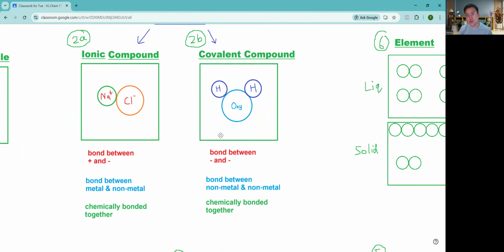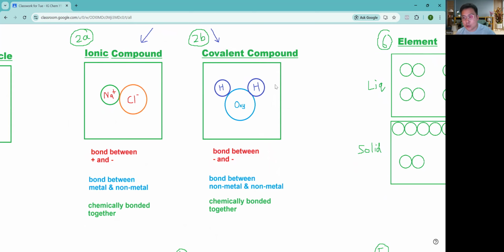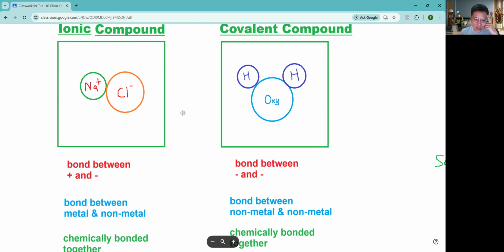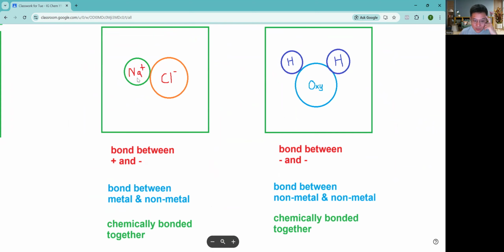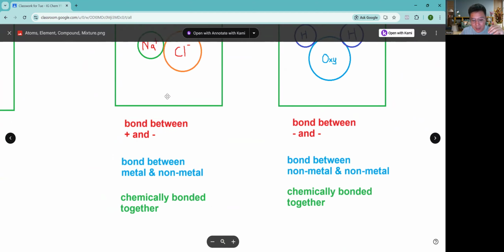Under compound, there are two types: ionic and covalent compound. Ionic is whenever we have a positive and a negative. Like what we learned just now, positive is a metal and negative is a non-metal. So as long as it's between a metal and a non-metal, we call it an ionic compound.